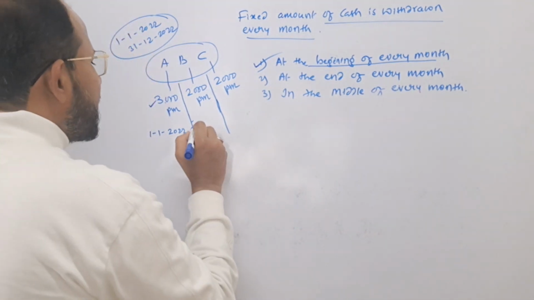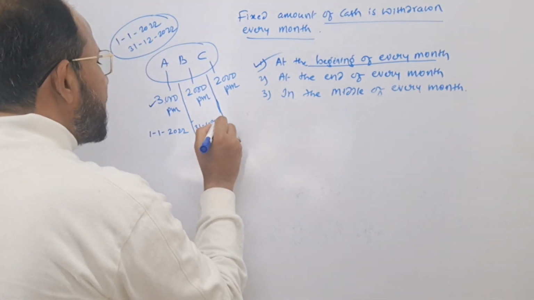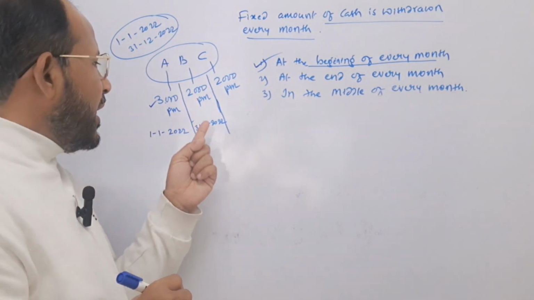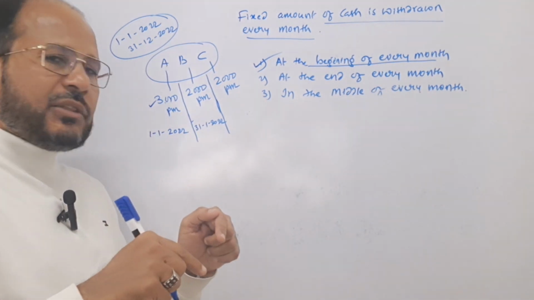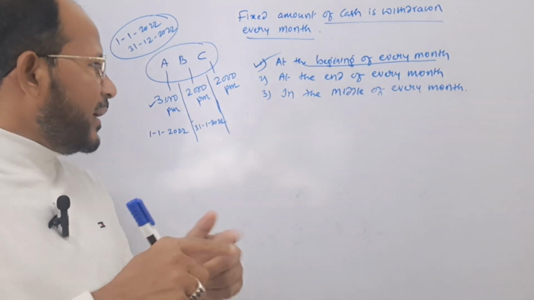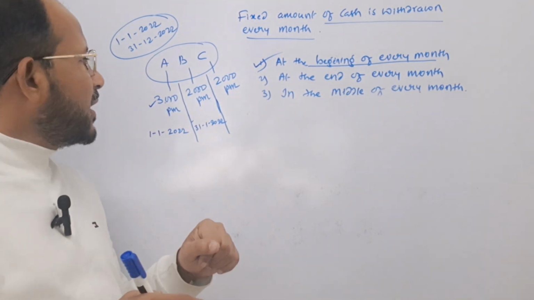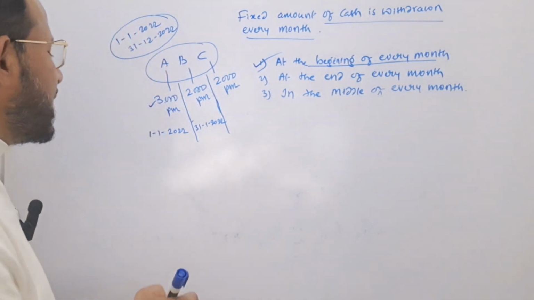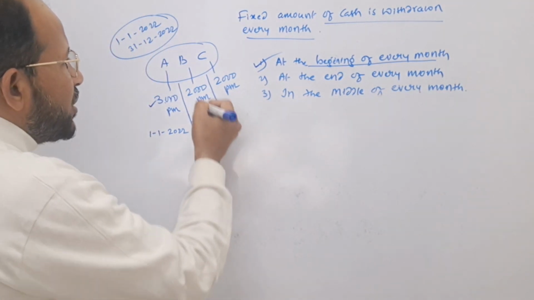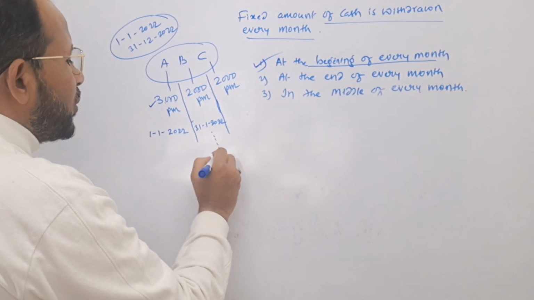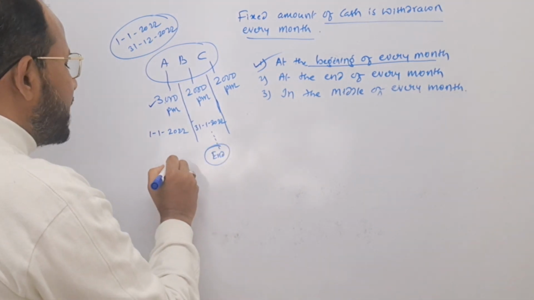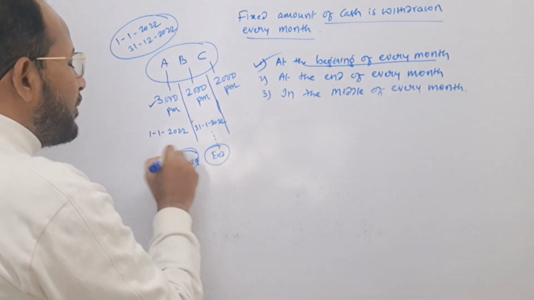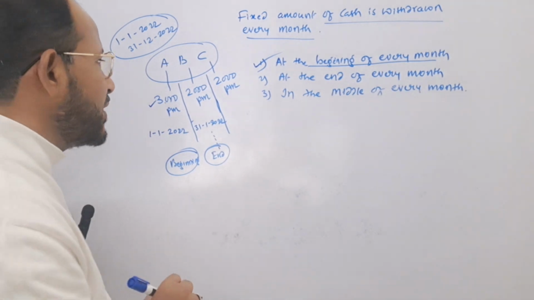Assume on 31st January 2022 he withdraws rupees 2000, and next one is on 28th of February, at the end of February he withdraws rupees 2000. In the similar way, on 31st March he withdraws rupees 2000. Like this, at the end of every month Mr. B is going to withdraw the amount. What this fellow is doing, he is withdrawing the amount at the beginning of every month. Difference is there. I hope you are understanding this one.